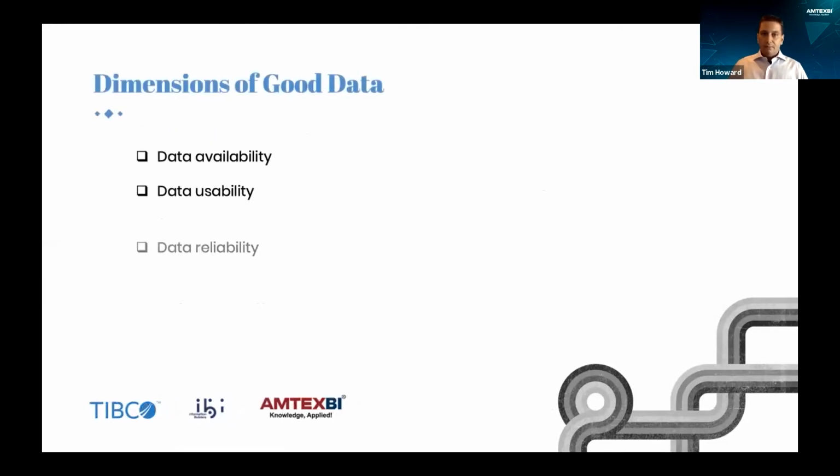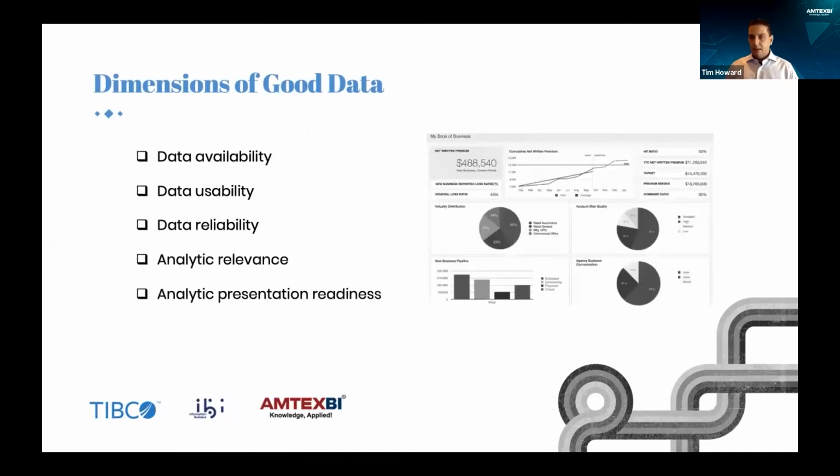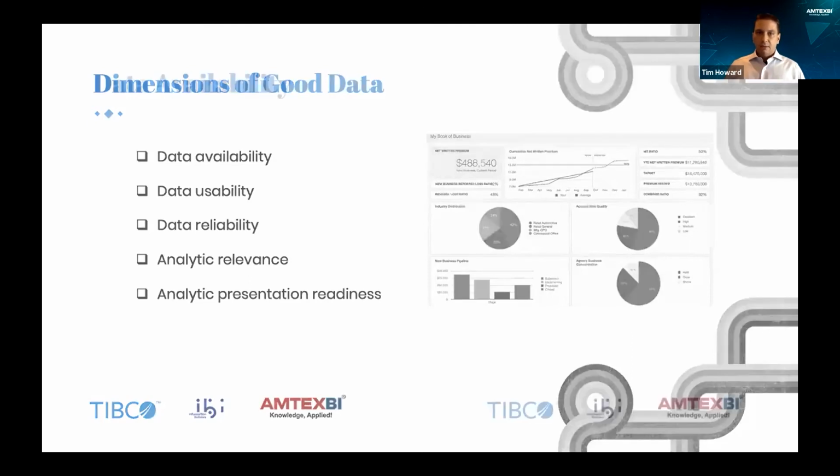What we want to do is break this down. When we go through the process of developing a plan for building an analytics application, we want to look at what the actual dimensions of good data are. We've talked about having bad data and the preparation that goes into making it good. What are the dimensions that go into that? The first things that come to mind are availability, then usability, reliability, relevance, and of course presentation readiness. I'll walk through each one very briefly, just to give you what we're thinking on each one.